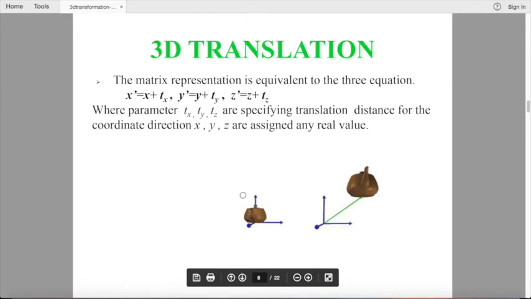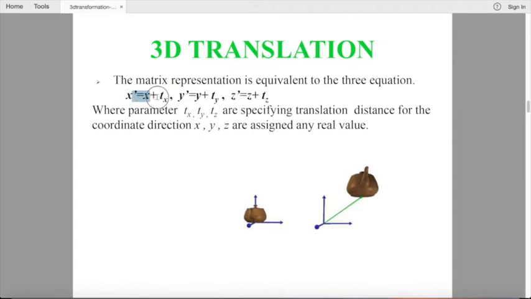The matrix representation is related to the T equation of 3D translation. We can use this formula to calculate how the object will change position, by using this formula.